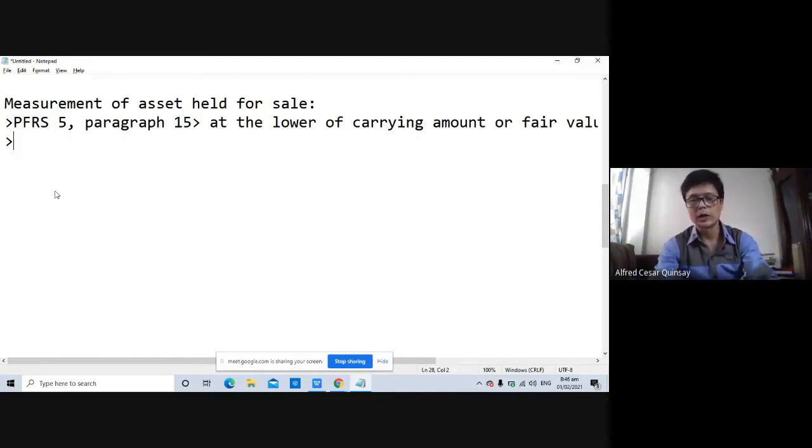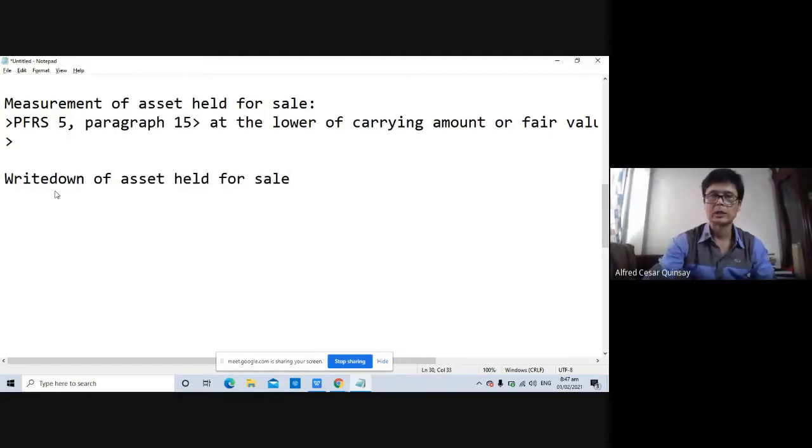Now, ano ba naman itong write down? Pag-usapan natin itong write down of asset held for sale. If the fair value less cost of disposal is lower than the carrying amount of the asset or disposal group, the write down to fair value less cost of disposal is treated as an impairment loss.